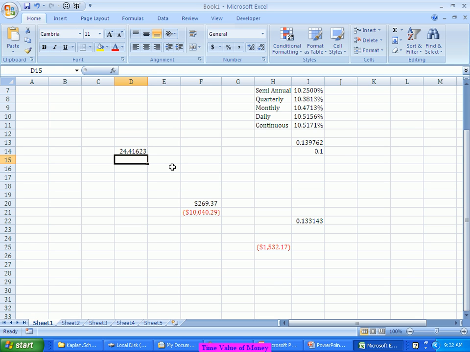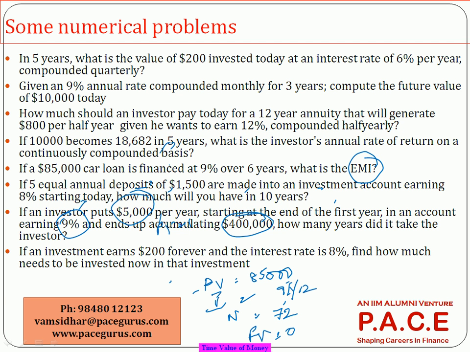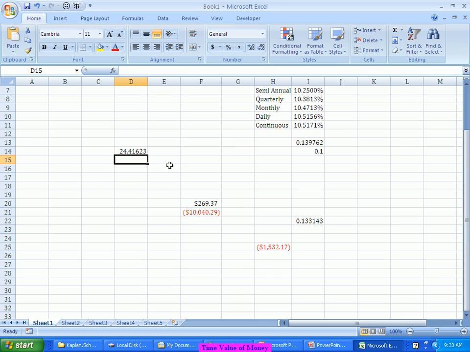If you deposit your money for 24 years, see, because if there was no interest, probably you had to deposit 5,000 for 80 years. 80 into 5,000 is 400,000. Look at the power of compounding here. If you are depositing 5,000 every year, actually you have to deposit for 80 years to get accumulated to 4 lakhs. But because of compounding at 9% per year, the same 5,000 you are putting in will become 4 lakhs in 24 years itself. So you are saving almost 56 years just because of compounding.